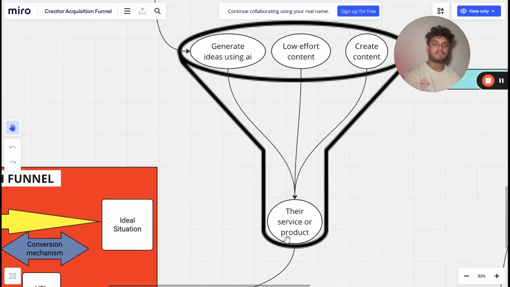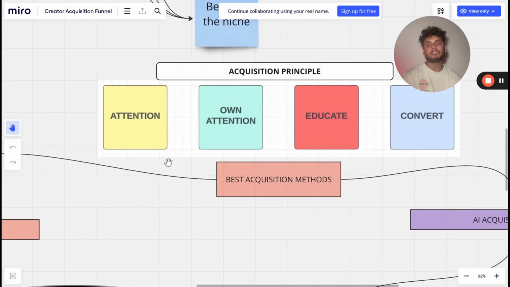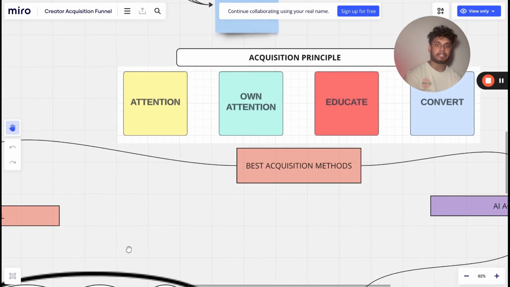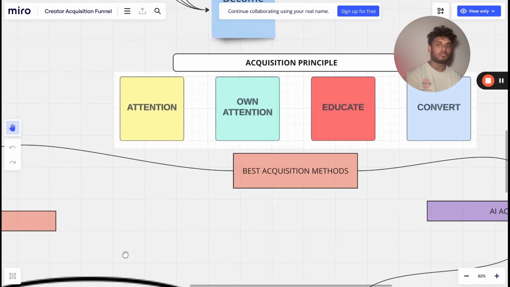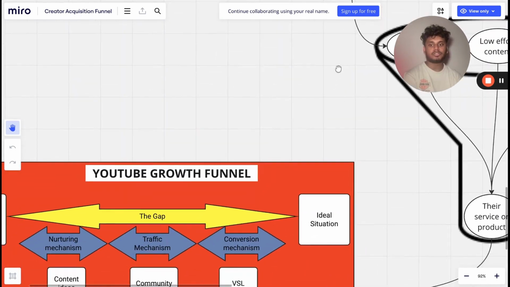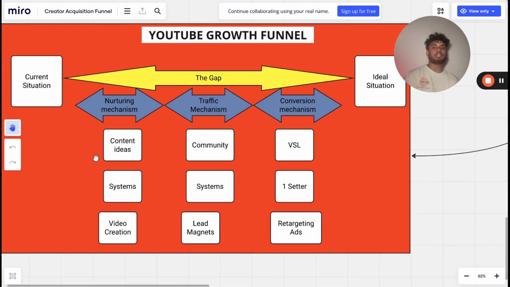Because once you direct it to a community, now not only have you generated attention, but you have also owned it. So as I have just discussed above about the acquisition principles, which is gaining attention, then owning the attention, then eventually educating them and converting them as your client. Okay, so this would require all four steps. So first, you have gained their attention by nurturing them through your content. Then to own their attention, you are directing them to a community, a free community.